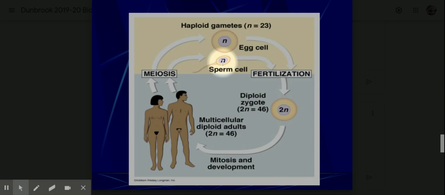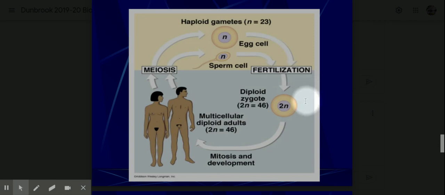Sperm cells are going to be one N, one of each chromosome. We call that haploid. When a sperm and an egg combine, in the process we call fertilization, this is the first cell of the baby right here. And now we're back up to 2N, or two of each chromosome. In other words, diploid. Now we have 50% DNA from dad, 50% DNA from mom, put them together, and we're back up to 100%, we call 2N or diploid. This would be the first cell of the baby called the zygote.